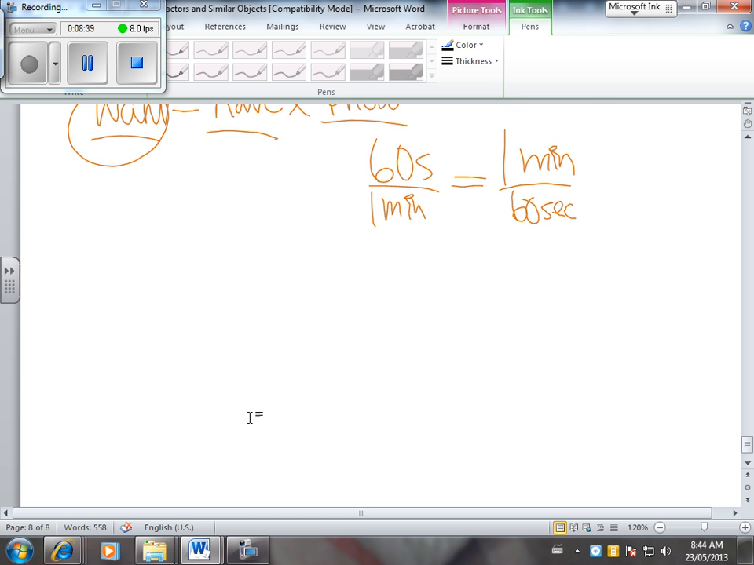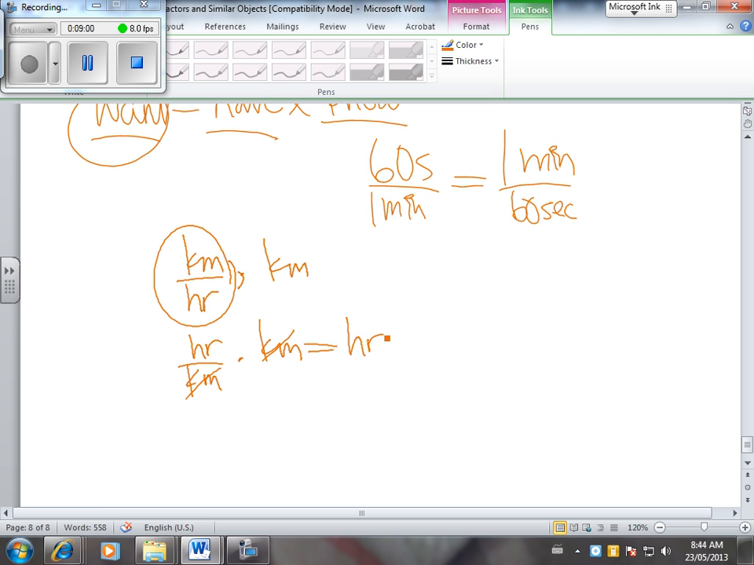Like in the quiz, you were given kilometers per hour and also kilometers in distance, and you wanted hours. So what you had to do was flip this and make it into hours per kilometer, multiply that by the distance you were given, and you end up with hours. Okay, so don't be scared to flip it. It's the same thing.